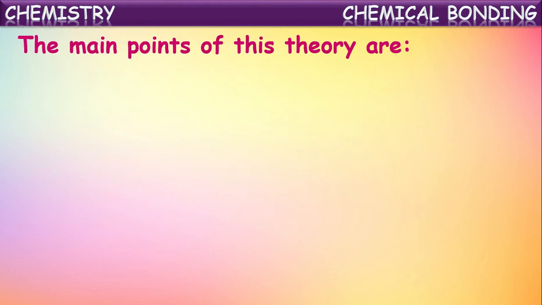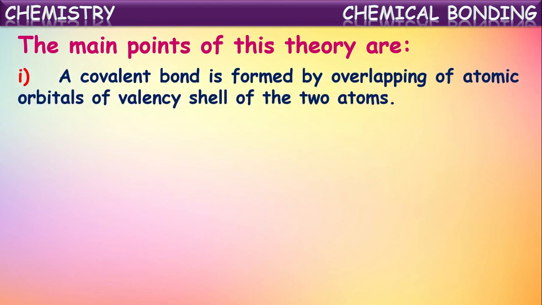Now let us summarize the important points from this valence bond theory. One among them is that a covalent bond is formed by overlapping of atomic orbitals of the valence shell of the two atoms. So when two atoms approach each other, the atomic orbitals present in their valence shell overlap each other, and thus they pair their single electrons, and hence a covalent bond is formed between the two atoms.